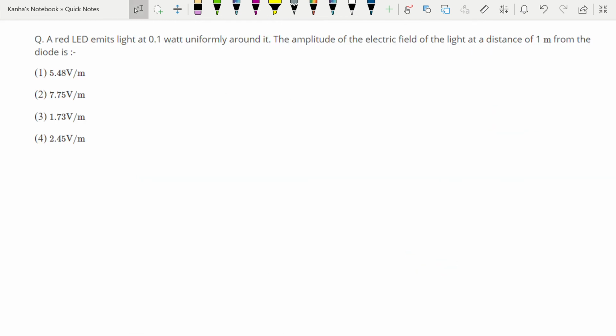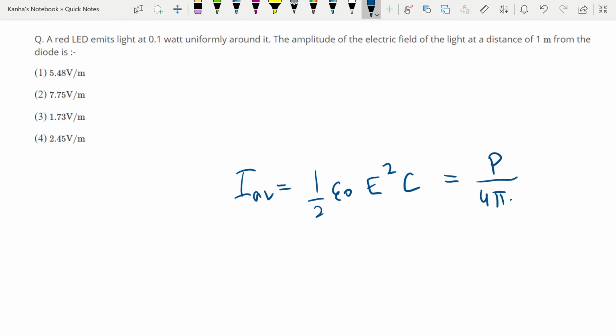So next you're given another question. A red LED emits light at 0.1 watt uniformly around it. The amplitude of the electric field of the light at a distance of 1 meter from the diode is given by what? So first of all, what is my average intensity? It is nothing but half epsilon naught E square c. We just saw this formula. Now this can be written as P by 4 pi r square, because this LED is similar to a point source.